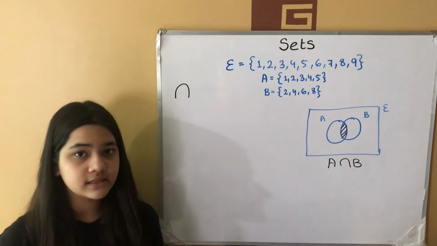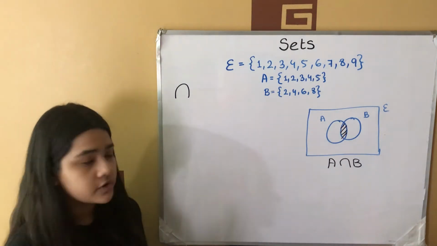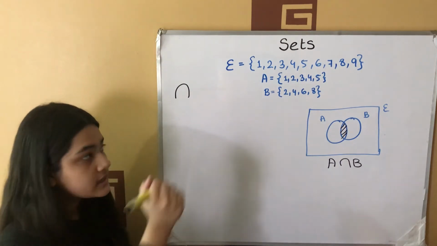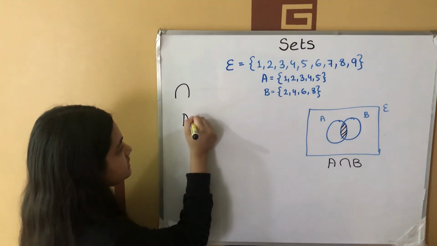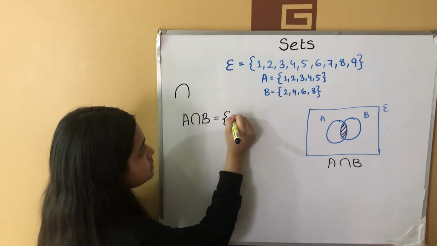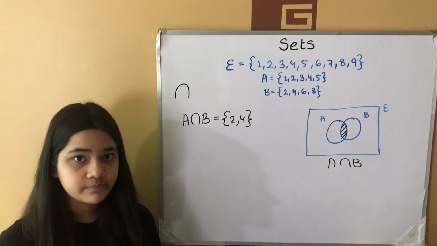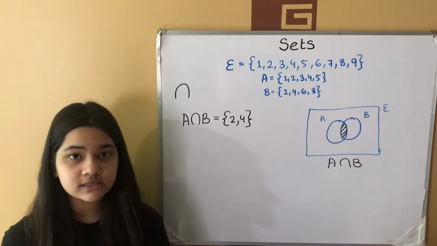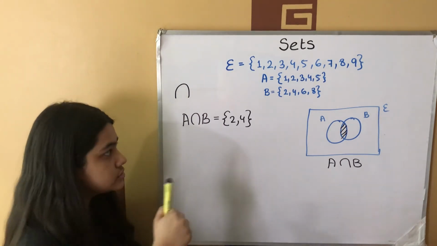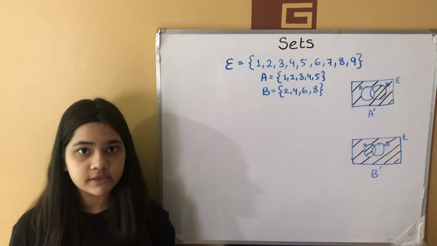And to show this in the listing method, if we have set A containing the elements 1, 2, 3, 4 and 5 and set B containing the elements 2, 4, 6 and 8, then the intersection of A and B will be 2 and 4. A intersection B will be only the elements which are in both A and B, which are in this case 2 and 4. Okay, let's move on to our next notation, which is complement of a set.